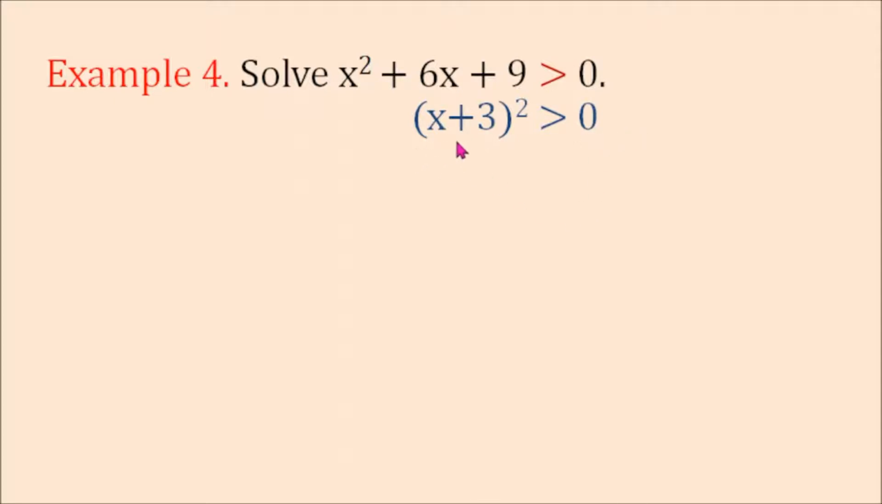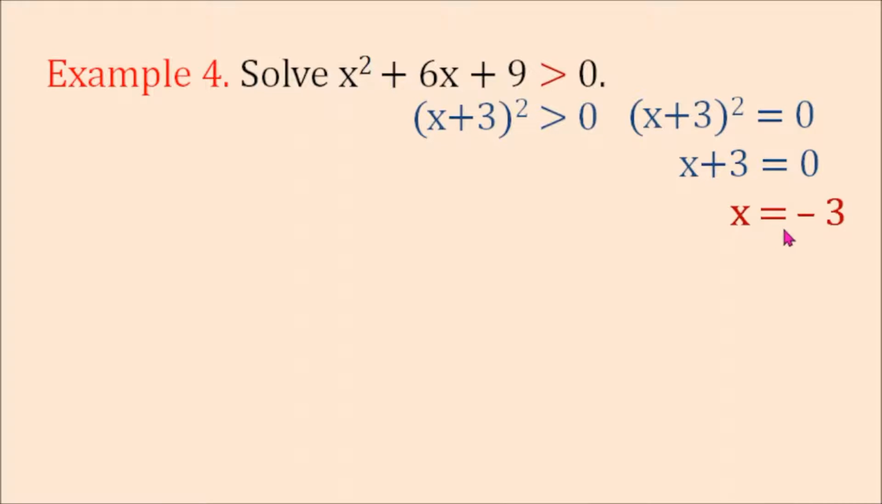Now, we are going to change this inequality sign to an equal sign and solve for x. So we have the quantity x plus 3 squared equals 0. To get rid of this square here, we are going to get the square root of both sides. So we have x plus 3 equals 0. Now subtracting 3 from both sides, we have x equals negative 3.